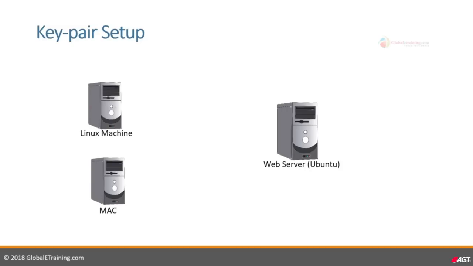On the left, we have 2 machines, and the user of these machines wants to SSH into the web server on the right using the keys. First, we will generate a key pair on both the machines. Then, we need to copy the public key from the Linux machine to the web server. Next, copy the public key from the Mac machine to the web server. Once the public keys are copied over, the user should be able to SSH into the web server without any password prompt. Well, that's a quick overview of the setup.